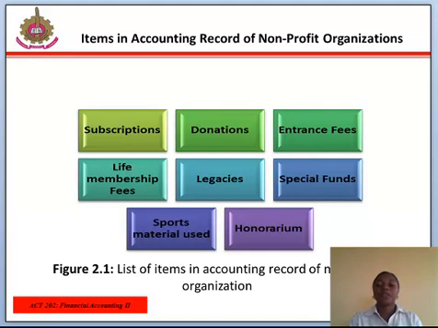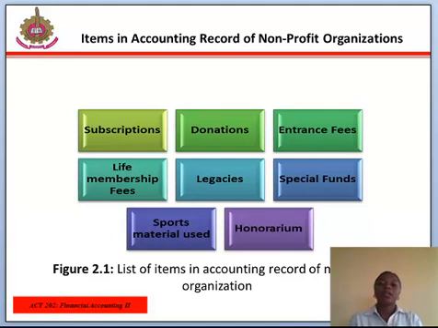Life membership fees. Certain institutions also provide for life membership and charge heavy fees from persons who opt for it. The amount of subscription received from them is termed life membership fees and is treated as a capital receipt. In other words, the life membership fees are not shown in the income and expenditure account. It is directly added to the capital fund as shown in the balance sheet.